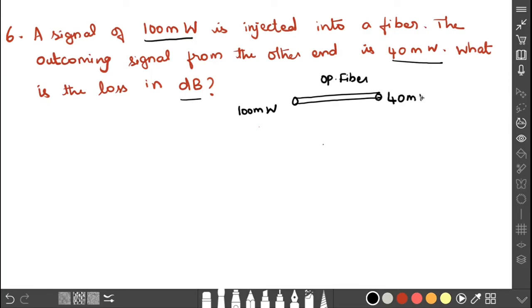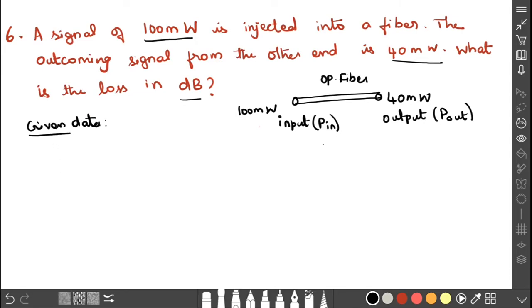What we are injecting is the input, and what we are receiving is the output. So this is the power input, which we can write as P in, and this is the power output, which we can write as P out. Right? So what is the formula to find the attenuation? Now we can write the given data: power in is equal to 100 milliwatt and power output is equal to 40 milliwatt.